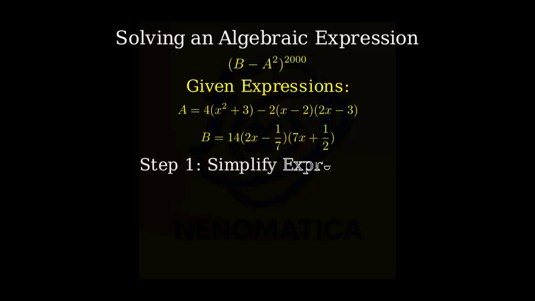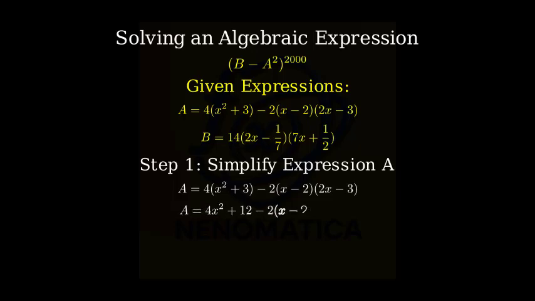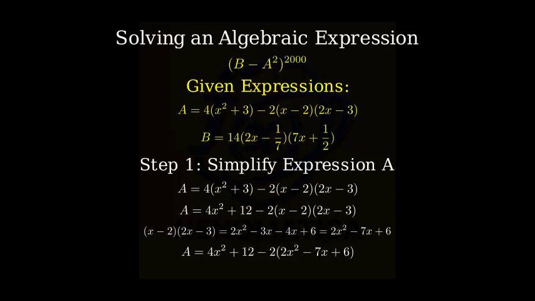Let's start by simplifying expression a. First, we'll expand the first term. 4 times x squared plus 3 equals 4x squared plus 12. Next, let's expand the second part. 2 times x minus 2 times 2x minus 3. Using the FOIL method to multiply these binomials, we get 2 times the quantity 2x squared minus 7x plus 6.